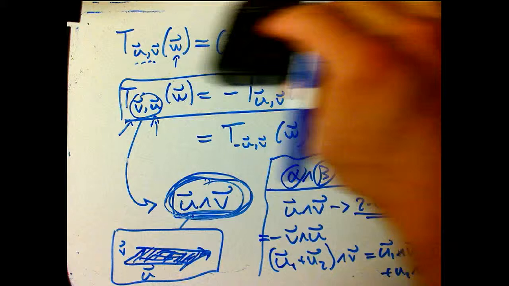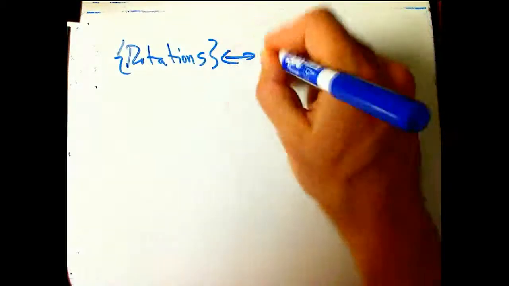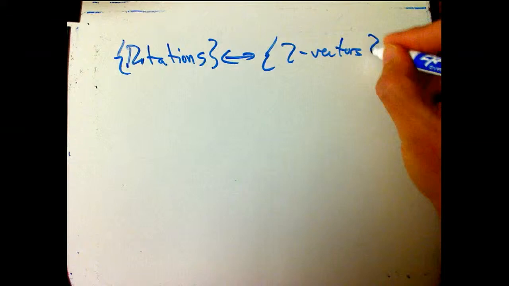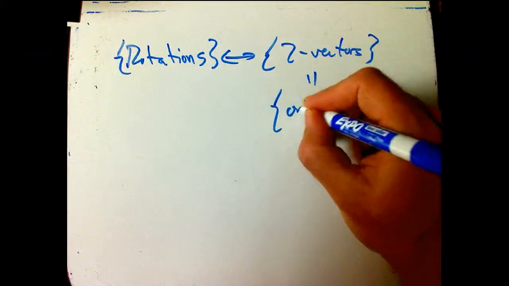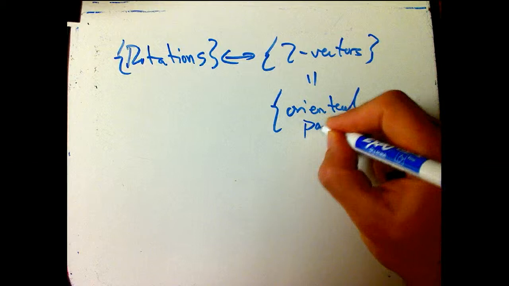Okay, so with that little bit more sophistication, instead of saying it's pairs of vectors that label rotations, it's really that we're getting a correspondence here between the set of all rotations and the set of all 2-vectors, which geometrically could be thought of as oriented parallelograms.